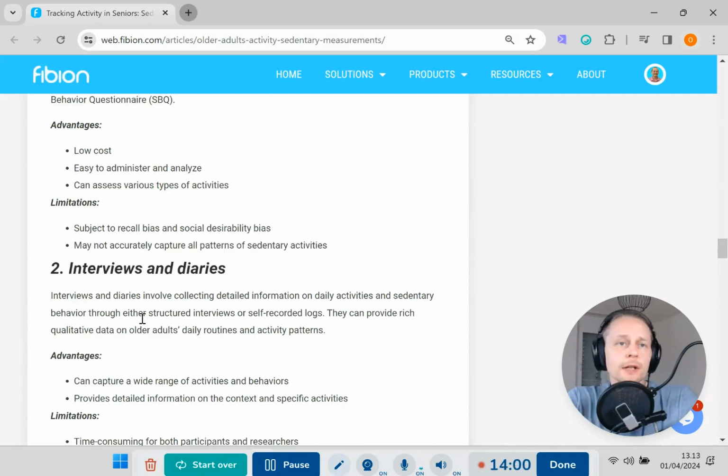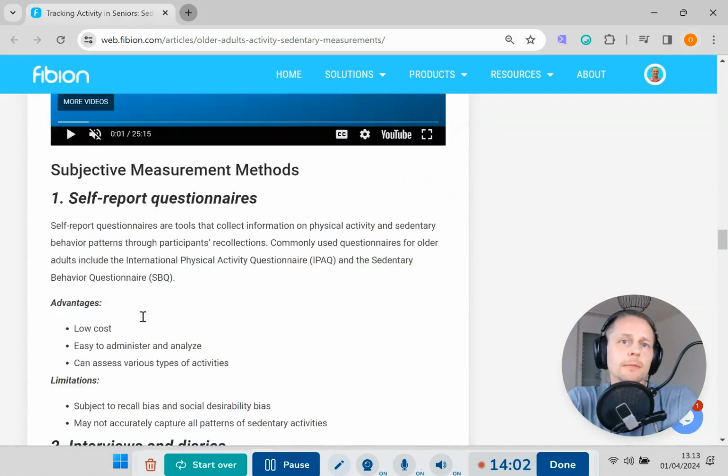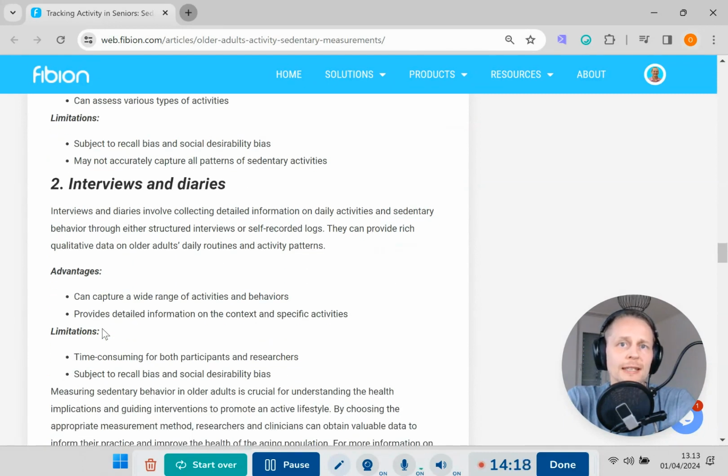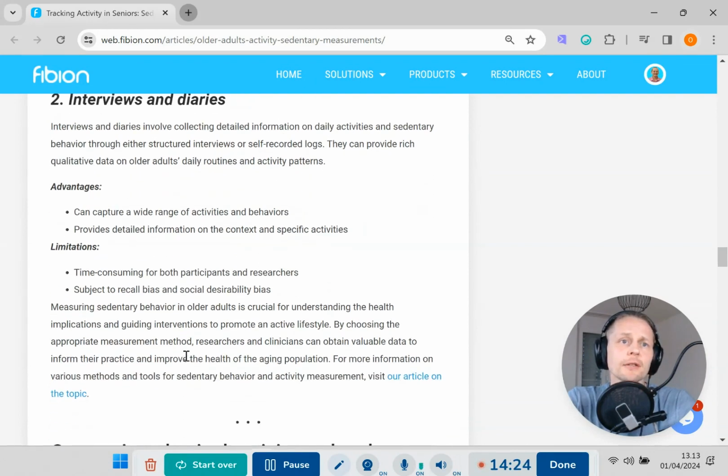And then another subjective measurement method is interviews and diaries, and they can be used to collect detailed information on daily activities and sedentary behavior through either structured interviews or self-recorded logs, and they can provide rich qualitative data on older adults' daily routines and activity patterns.